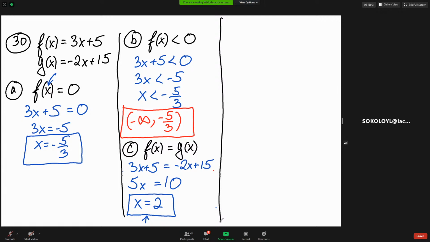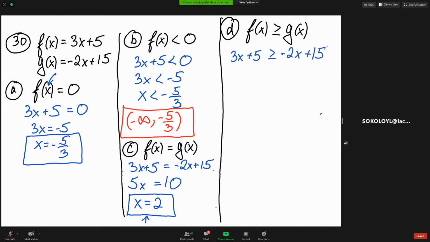The next part is D, which is an inequality now. When is f of x greater than or equal to g of x? And again, this is all algebraic approach for now. So we would say, well, when is 3x plus 5 greater than or equal to negative 2x plus 15? We would solve it very similar to how we solved the equation. We would get 5x greater than or equal to 10, or x is greater than or equal to 2.